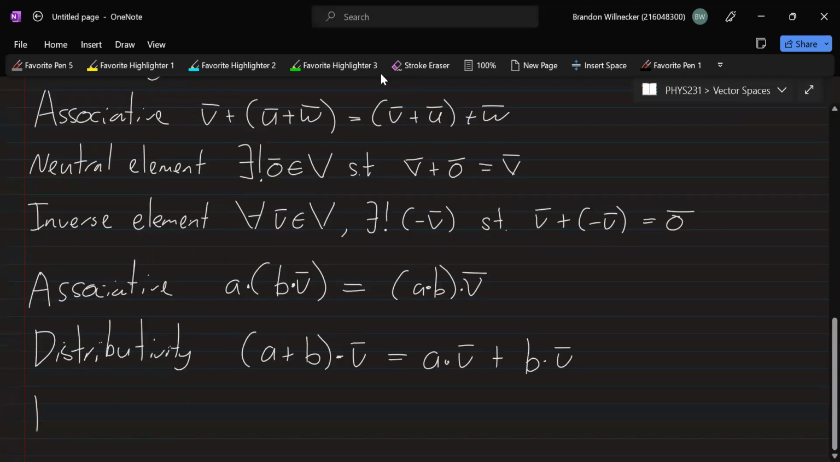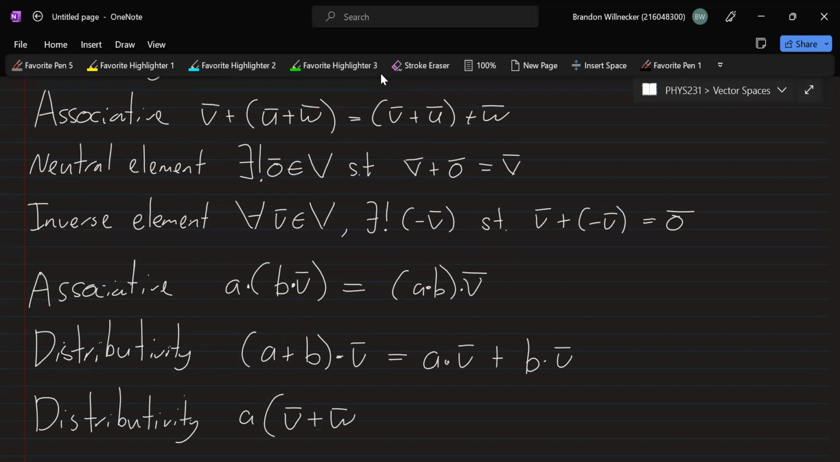Okay, then we have the other distributivity. That is when we have A and then V plus W, for example, then the scalar multiplication distributes over the vector addition. So then we have A times V plus A times W. Notice in this case, on the left-hand side, the addition was between vectors, and on the right-hand side, the addition is also between vectors. So it is different to the previous distributivity.